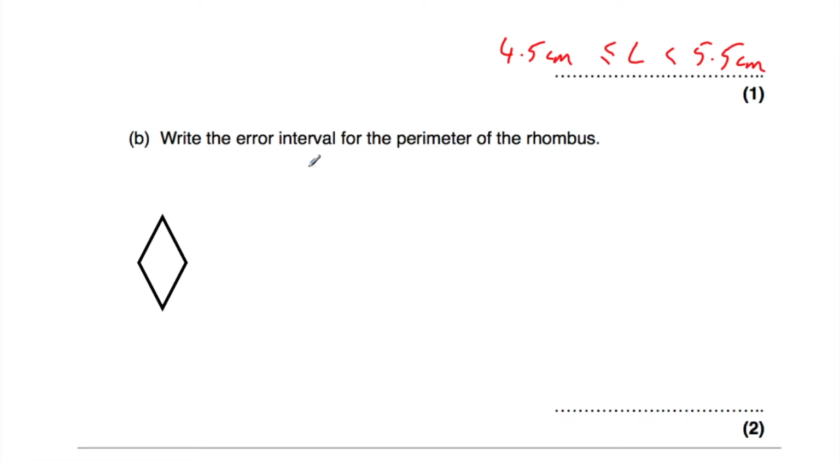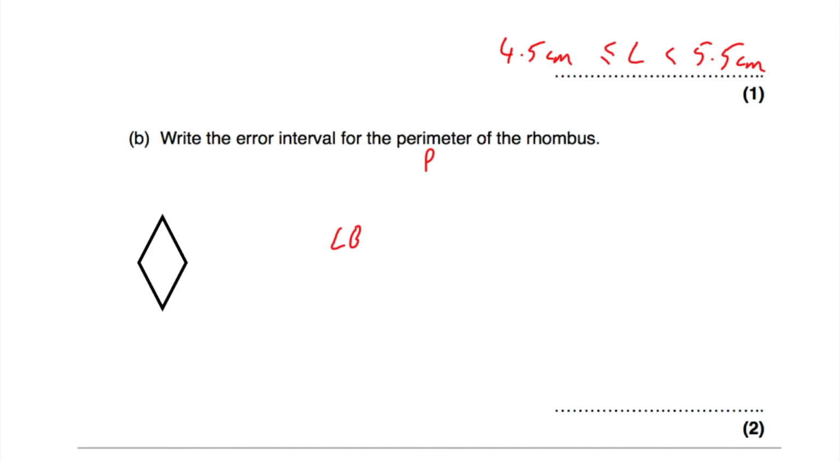Okay, let's have a look at part B. So part B says write down an error interval for the perimeter of the rhombus. So the perimeter is the distance around the outside of a rhombus. And remember, a rhombus is a quadrilateral where all four sides are the same length. So in terms of the lower bound for the perimeter, let's call the perimeter P. So the lower bound for the perimeter would be if we had the smallest possible length for each side.